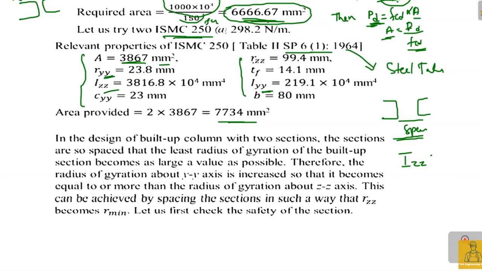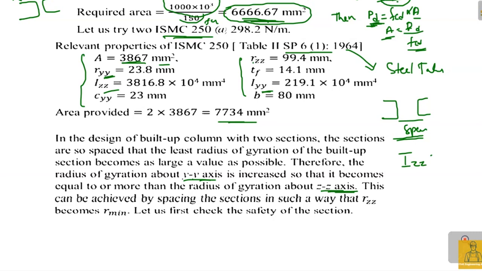See here, let me read this out for you. In the design of a built-up column with two sections, the sections have to be placed in such a way that the least radius of gyration of the built-up section becomes as large as possible. The least radius of gyration should be as great as possible. Therefore, the radius of gyration about YY, which is actually the lesser value, is increased so that it becomes equal to or more than the radius of gyration about ZZ.